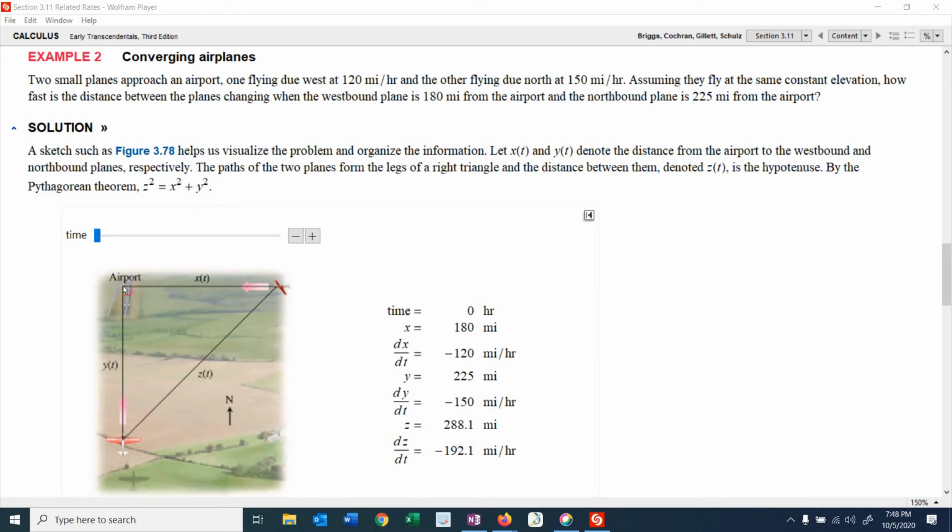Okay, so the first thing you should do in this problem is maybe draw a little sketch like the one they have here. So this is the westbound plane. Its distance from the airport we're going to call x, and x is a function of time, because this distance is changing over time. And then the distance the northbound plane is from the airport, we're going to call y, and it's also a function of time. And then the distance between the two planes is z, which is also a function of time.